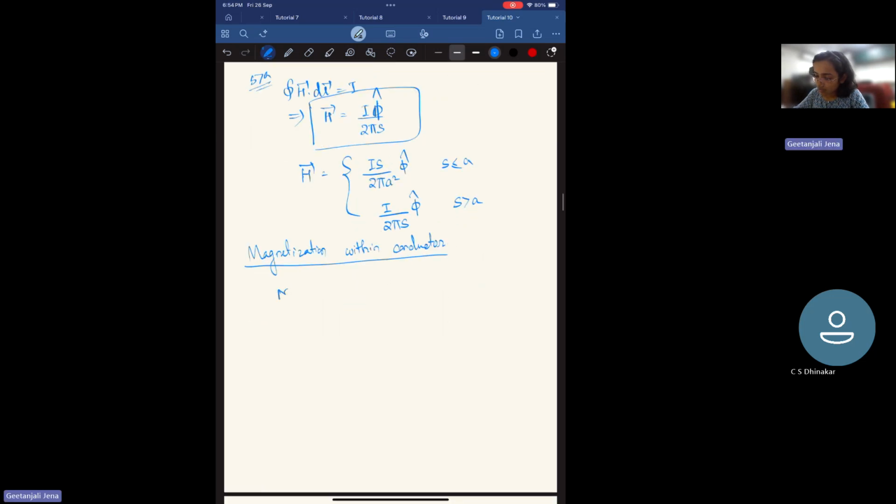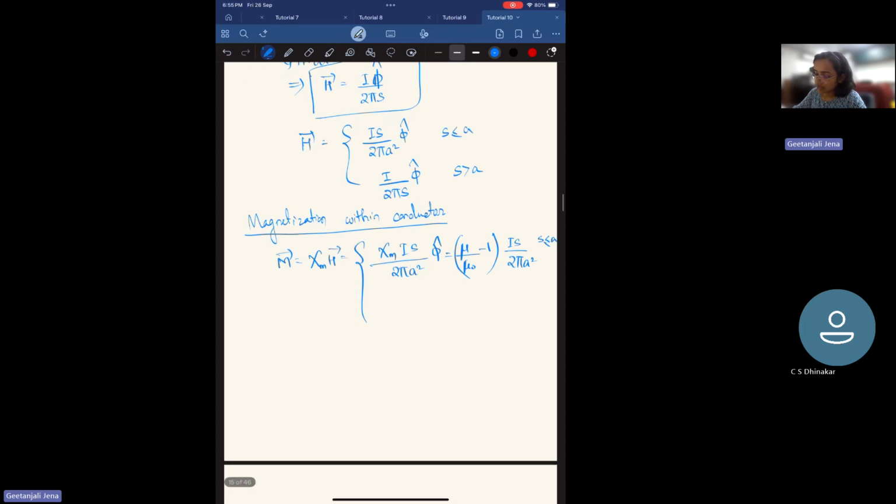M is chi m H. H is we all know. So this will be chi m Is by 2 pi A square phi cap. Or you can rewrite it as mu by mu naught minus 1 Is by 2 pi S for inside the cylinder.